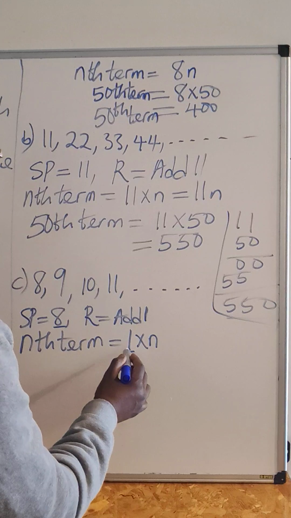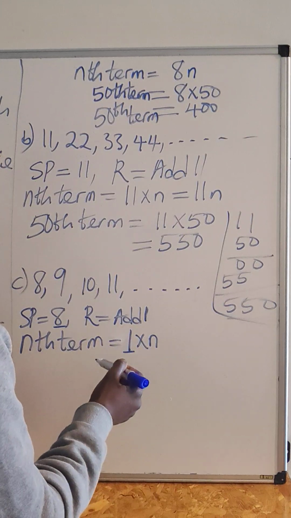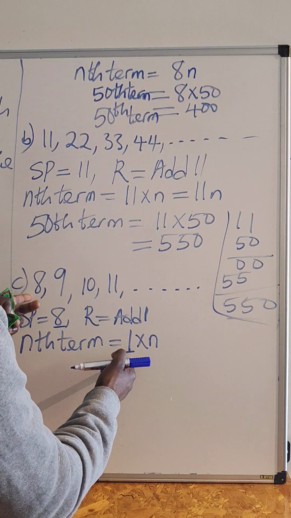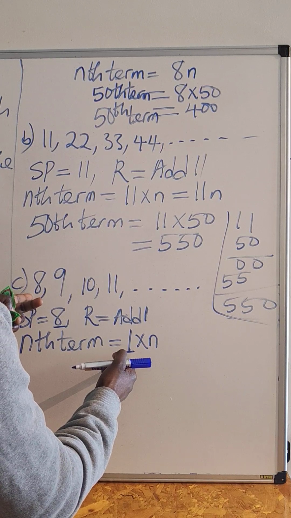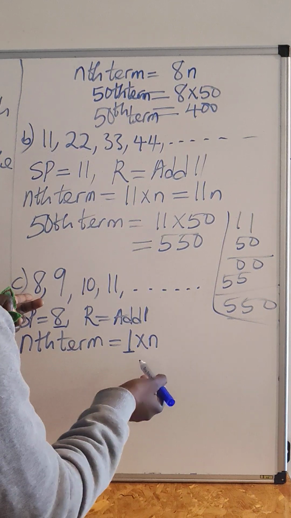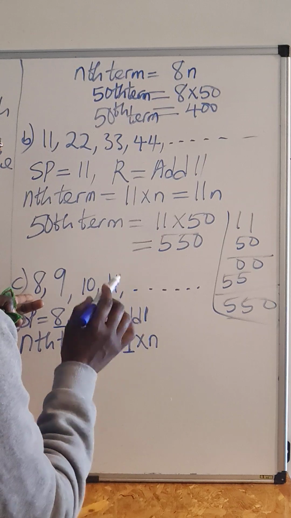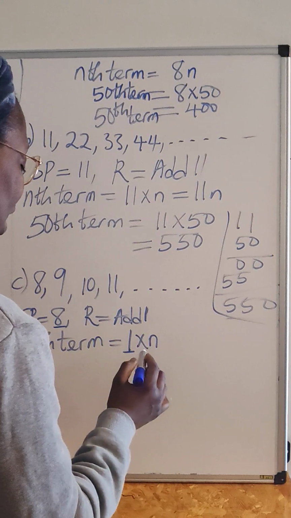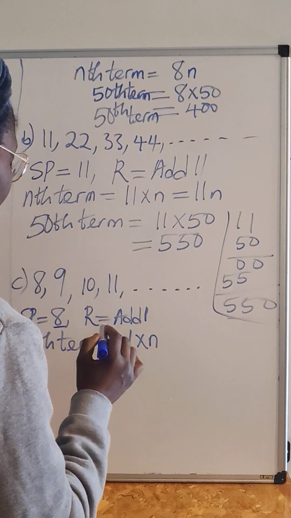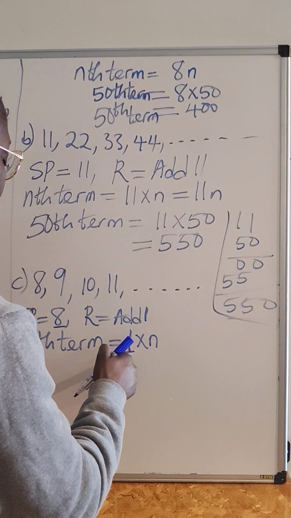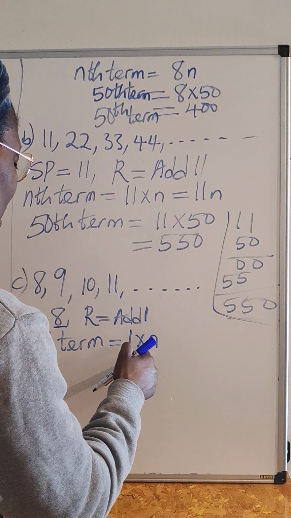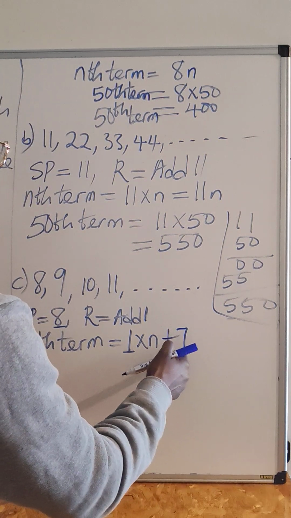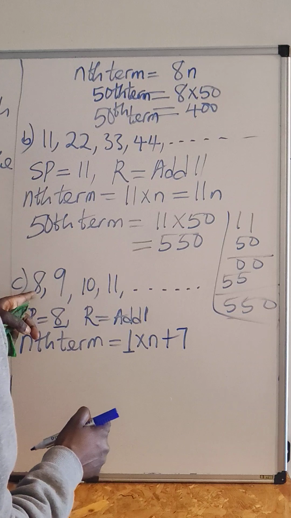So we now look at 1 and think of what we can do to 1 to make up 8, which is the starting point, which is the first term. So when we add 7 to 1, we'll get 8. So since that is the case, the nth term will now be 1, which is the rule, multiplied by n, plus 7. Because when you add 7 to 1, you get 8.